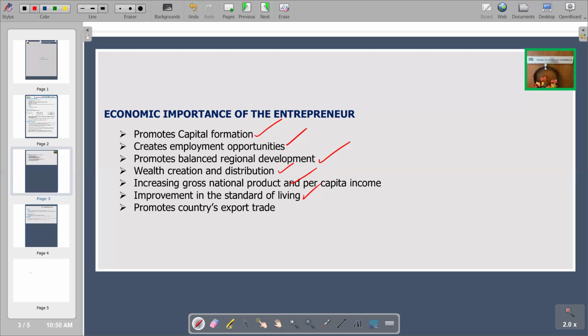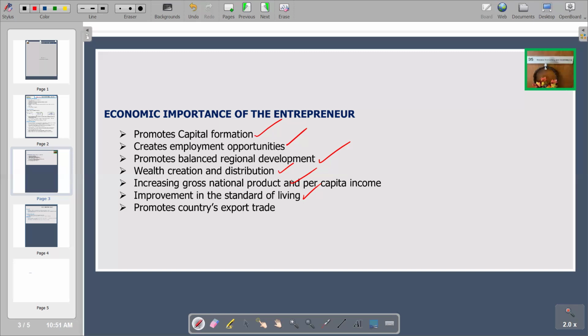Then lastly, we've got promotes country's export trade. So basically, on promoting country's export trade, we are saying the exports are going to be increased. This is explained from the point of view that as more businesses open through entrepreneurs, we are going to see more goods and services being produced. So from that angle, we now have the potential to export as a country. So basically, we are going to see an increase in exports. So that's what we have.